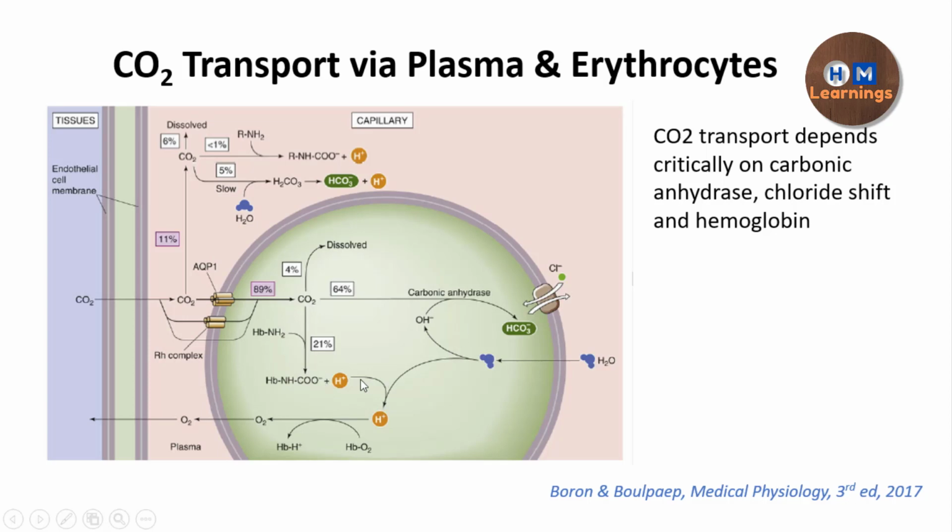By this you can understand that carbon dioxide transport critically depends upon carbonic anhydrase, which has a role in transporting about 64% of the carbon dioxide; on the chloride shift, because it keeps this reaction going in the forward direction; and on the hemoglobin, because it buffers off the extra H plus ions which form along with the bicarbonate, so the reaction can proceed in the forward direction. So these three things are very important in carbon dioxide transport.